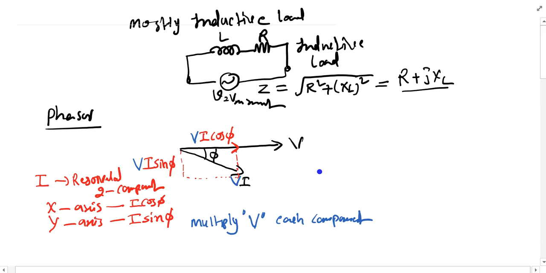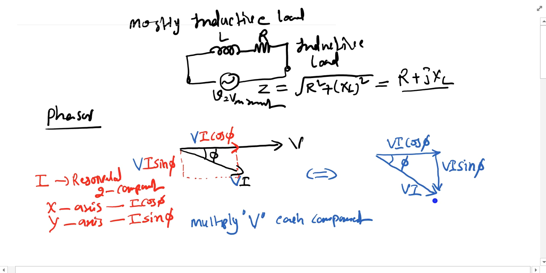Now the resultant diagram we are getting here is this: VI cos phi, VI sin phi, and simply VI, with this angle phi. This is called a power triangle. You can say it looks like a power triangle here, isn't it?